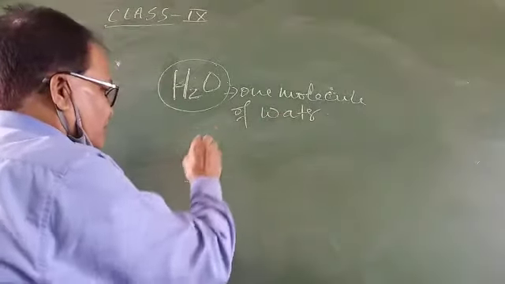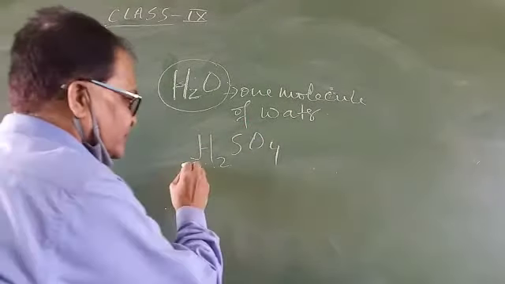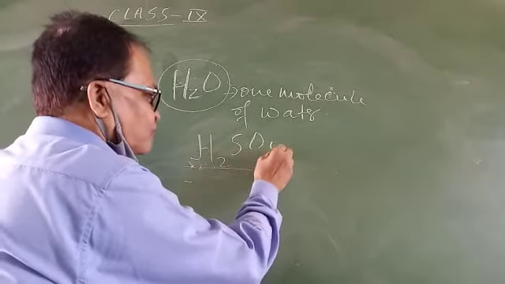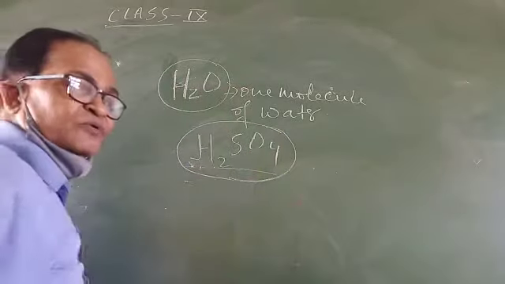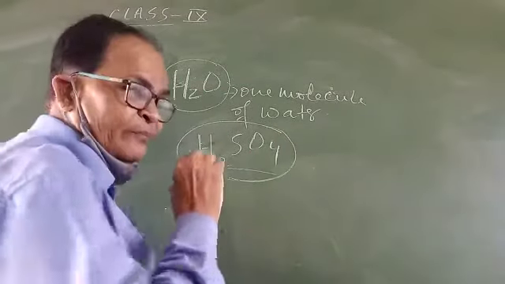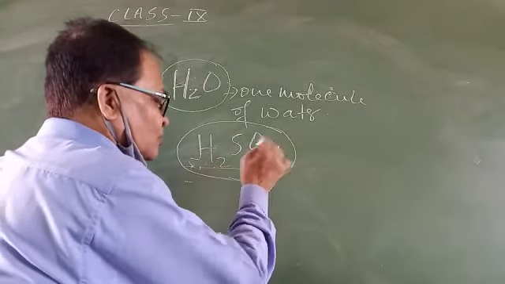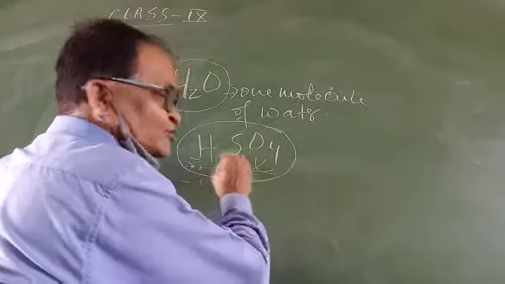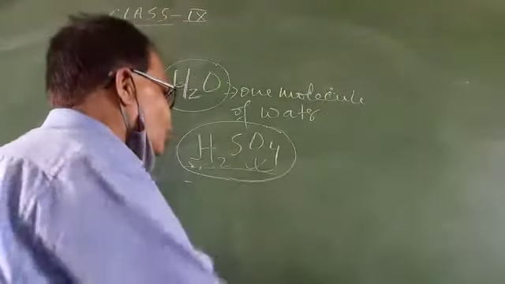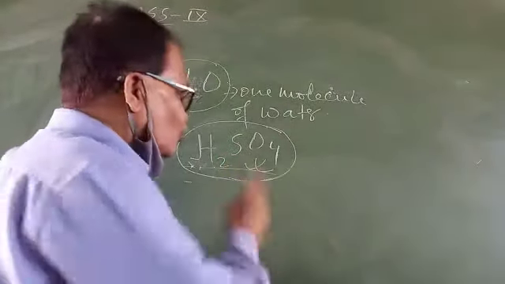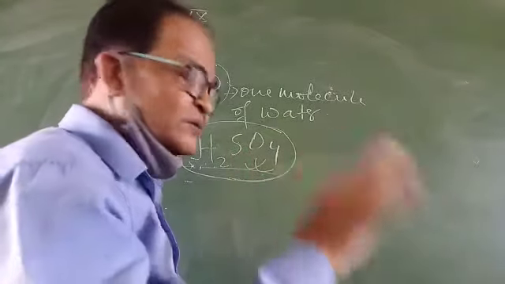Like that, one molecule of sulfuric acid is written as H2SO4, and it is the chemical representation of sulfuric acid also. I mean to say here that the chemical formula of sulfuric acid is H2SO4, and H2SO4 represents one molecule of sulfuric acid. So, chemical formula also represents the molecular formula of a substance.